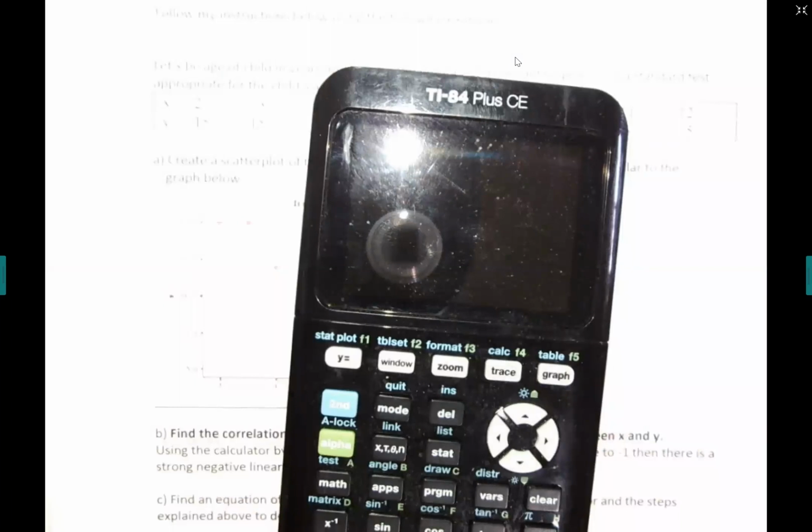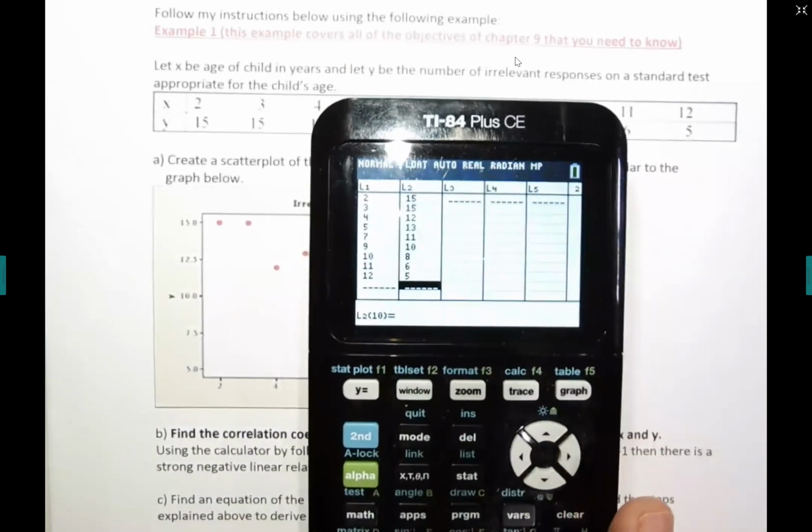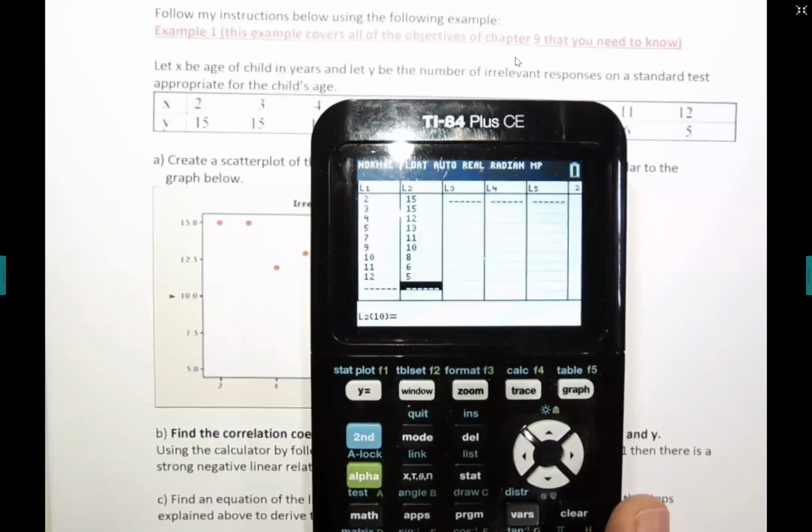Okay, guys, so let's answer the question. We're doing example one. I have the data set, the X values, which is the age of the child in L1, and I have the number of irrelevant responses that are appropriate to the child age in L2. The first question was to create a scatter plot.